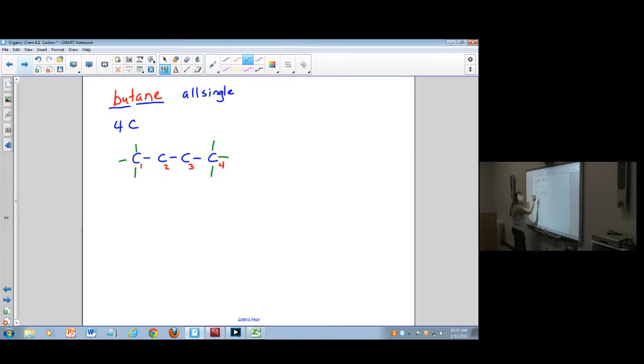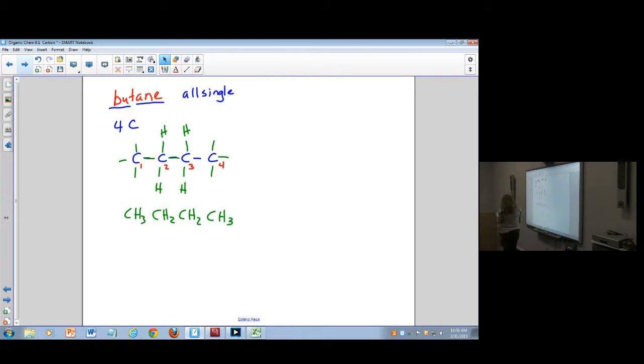So at carbon 2, I'm bonded to carbon 1 and carbon 3, so that's already 2 bonds. That means it needs an H here. Likewise, this one needs an H here and here. And when I write the condensed structure, it'd be CH3, CH2, CH2, CH3, in order to make all of those singly bonded. Okay, so you should be able to do this up through octane. You should be able to recognize nonane and decane.